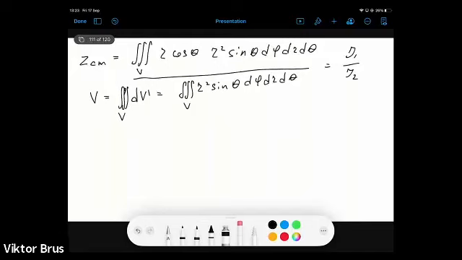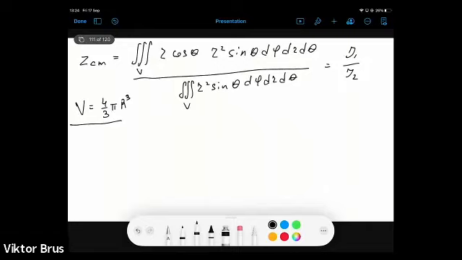So we don't need to spend time integrating this, because we know it. What you can do at home, if you are interested, is derive this well-known equation for the volume of a sphere. Do you remember the equation for the volume of a sphere? 4/3 pi r cubed. Exactly, thank you. So this is the volume of the sphere.